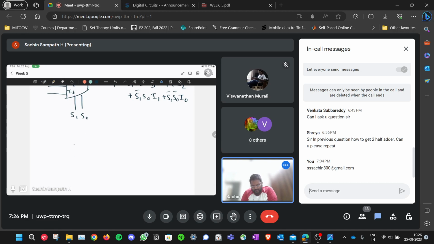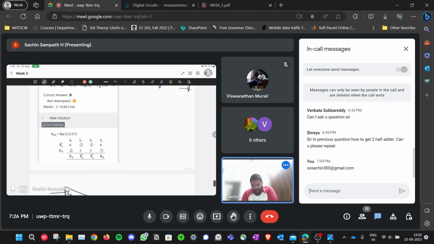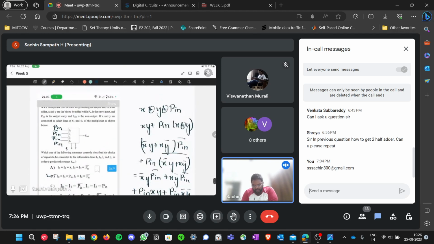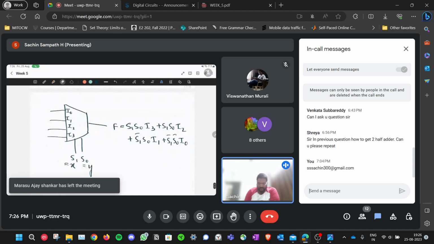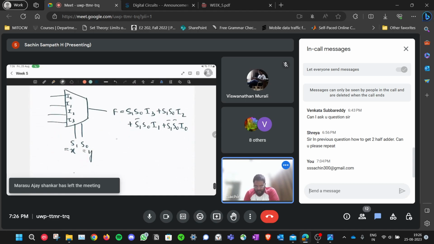Right? S1 is X, S0 is Y. That's what they've done. S1 is 0. So in this expression, wherever you have S1, you can replace it with X. Wherever you have S0, you can replace with Y. So what do you get?